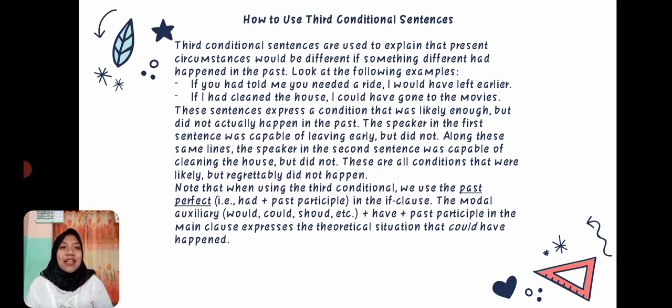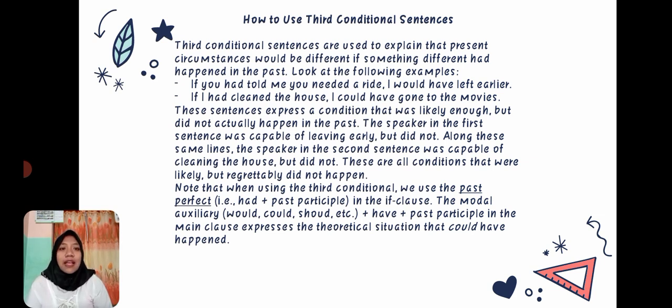The sentences express a condition that was likely enough, but did not actually happen in the past. The speaker in the first sentence was capable of leaving early, but did not. Along the same lines, the speaker in the second sentence was capable of cleaning the house, but did not. These are all conditions that were likely, but regrettably did not happen.